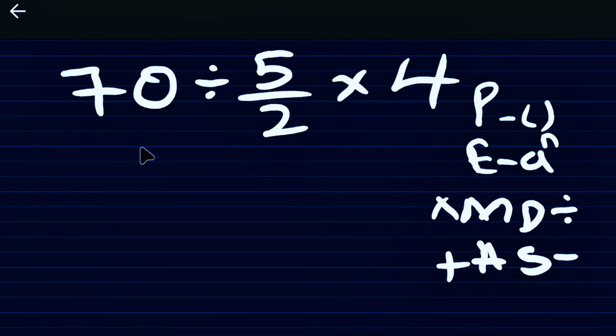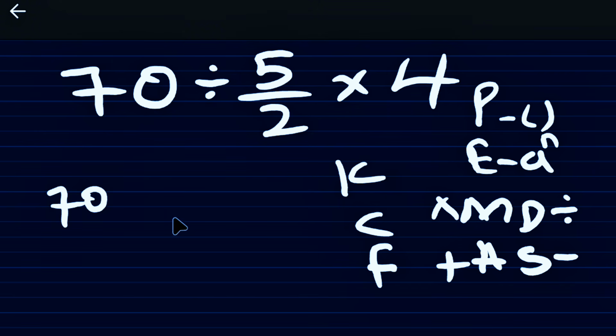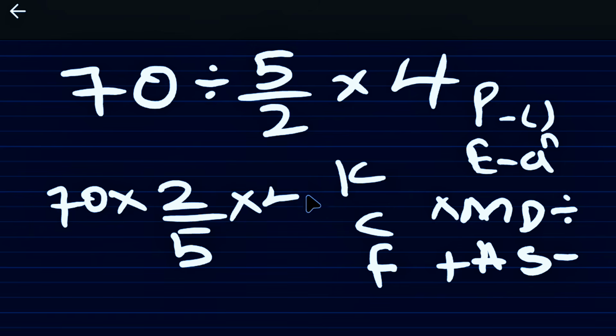So from here, because we are dividing this 70 by a fraction, we are going to introduce the rule that is called the KCF rule. K means keep, C means change, and F means flip. So it simply means that we are going to keep 70, change this division to multiplication, and flip this. So we are going to have 2 divided by 5 times 4, okay?